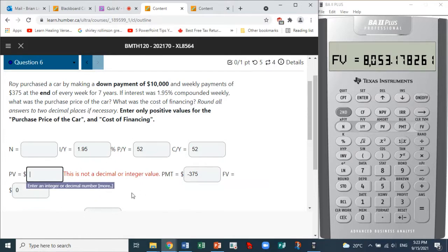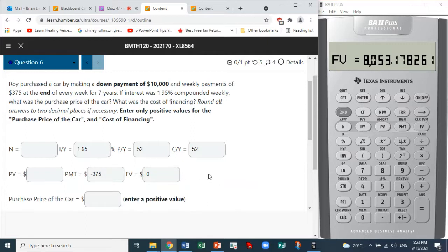All right, let's remove this so we get rid of all that red there. Okay, so let's find the present value. We go second IY, weekly payments, so 52 would be the PY value, and the CY value is also 52. Now how many years? Well, it's 7 years. So we put in 7, we go second and N turns out to be 364. All right, so we're doing well. Interest is 1.95, and that's the IY.